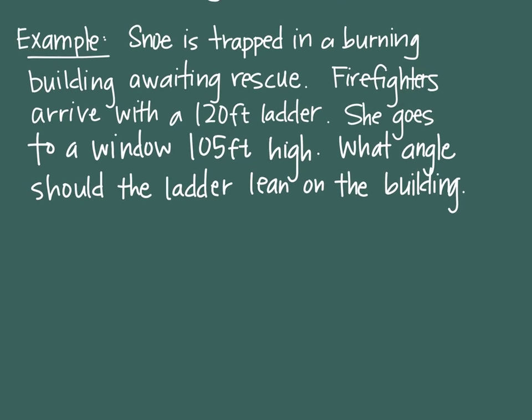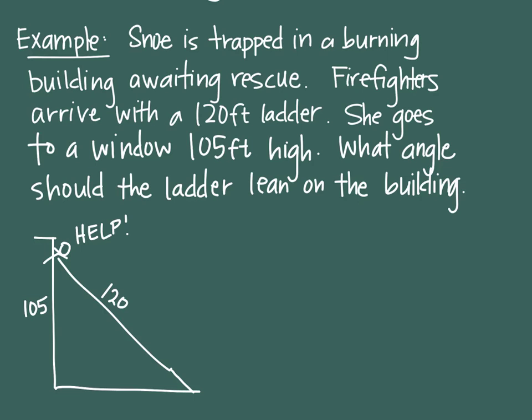All right, so here is our building. Here's Snoo leaning out of the building. Wait, she's leaning like out the window. Like, help. All right, so she is 105 feet off the ground, and the firefighters come with their 120-foot ladder. And we need to figure out the angle that they will use to come to her rescue.